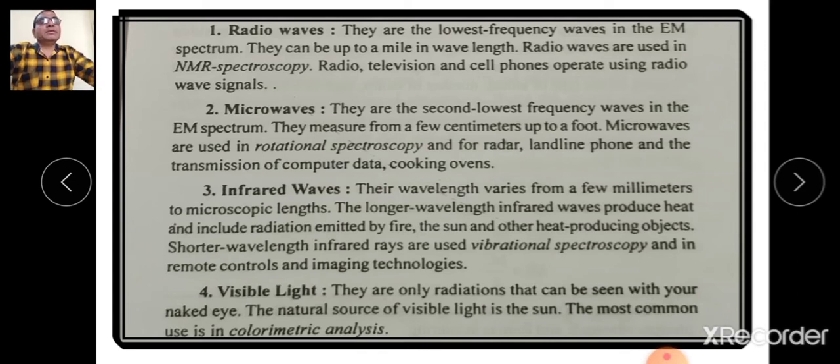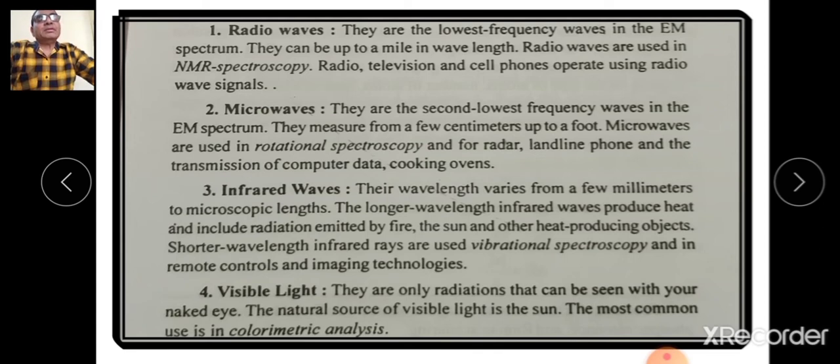Then the third variety is infrared waves. Their length varies from a few millimeters. The longer wavelengths of infrared regions are used for heating purposes like infrared lamps, while the shorter wavelengths are used in the vibrational spectroscopy. Infrared waves are also used in remote controls.